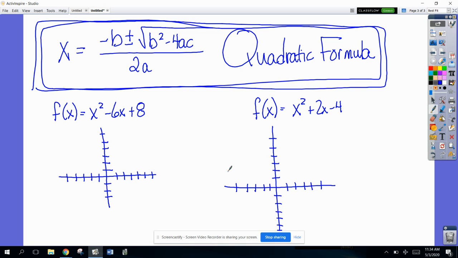Now we're going to start talking about the quadratic formula. That's really what the rest of the packet is about. This is the quadratic formula. There's a cute little song that goes with it.